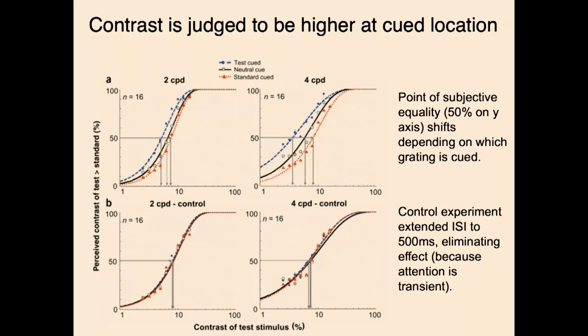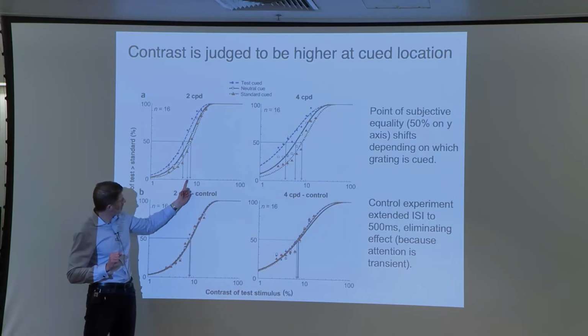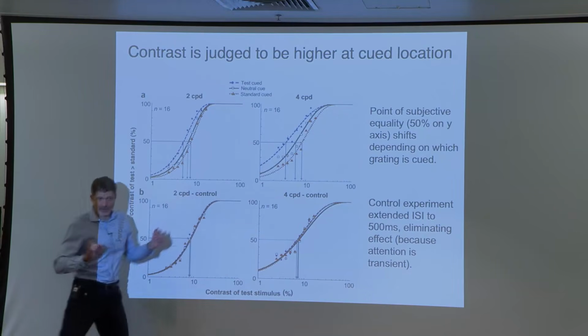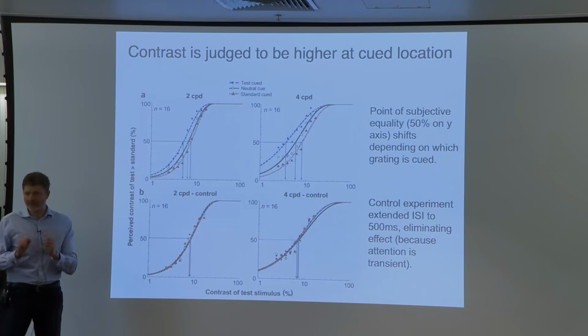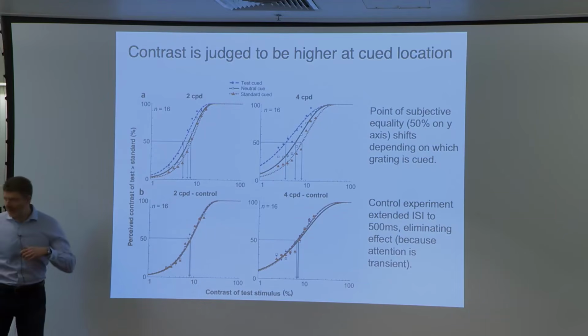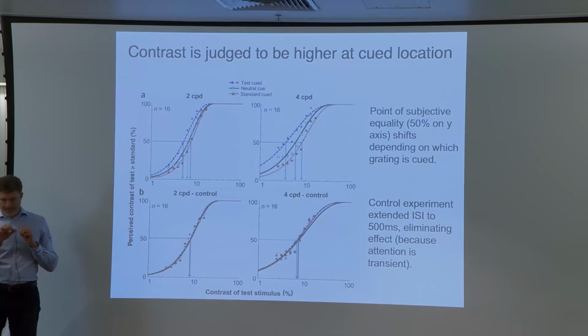Whereas when the standard is cued, the point of subjective equality is shifted to something greater. That means you've got to crank up the contrast of the test a little bit to get it to look the same as the standard. So the inference here is that when your attention is involuntarily drawn to some location, the perceived contrast at that location is a little bit higher, which might have the consequence of making something look clearer or crisper, easier to see.